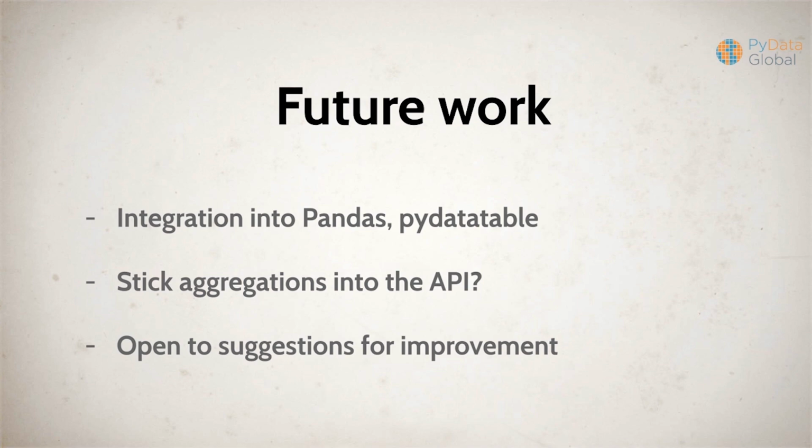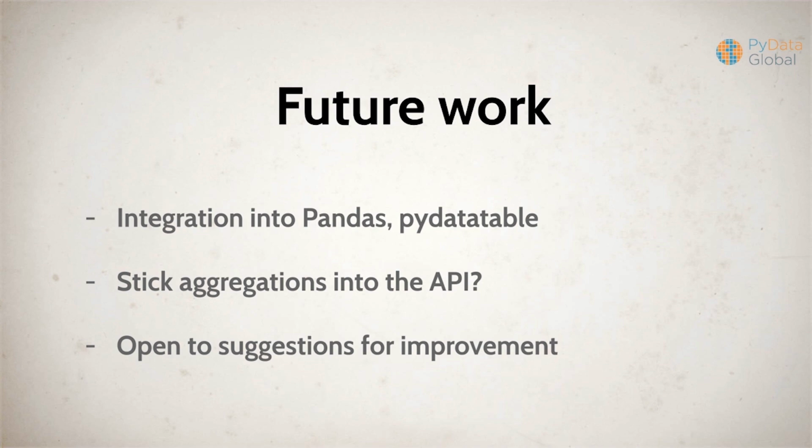Future work: integration into Pandas and PyData table. I feel that for Pandas, the API has to change for it to be able to fit. I also noticed that more often than not, joins are a means to an end. Aggregations or some other reduction operations follow after a join. So the question is, should we stick in aggregations? Will it be more efficient?